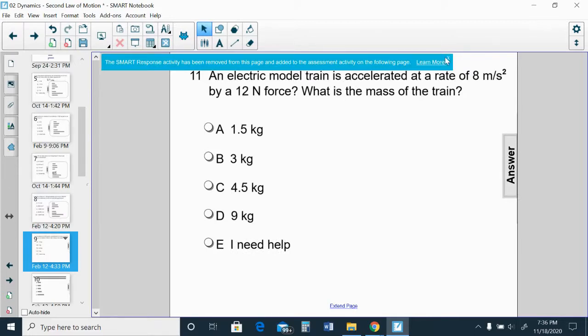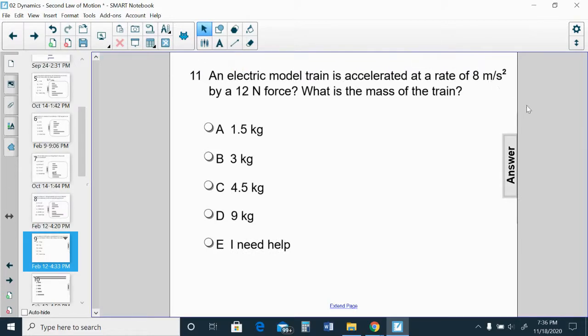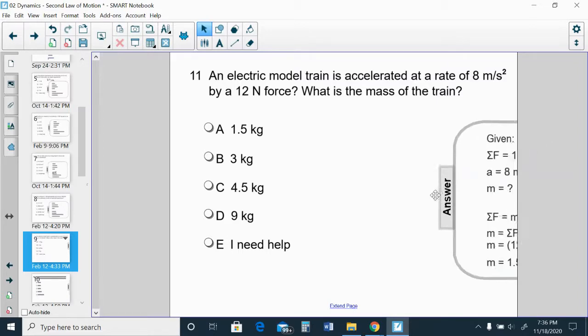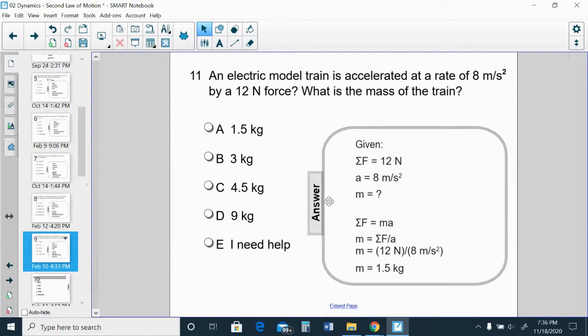An electric model train is accelerated at a rate of 8 meters per second squared by a 12 Newton force. What is the mass of the train? This time we're solving for mass, so we're given net force and acceleration. You take your F equals ma equation. This time you'll divide acceleration from both sides. So mass is equal to net force divided by acceleration. Plug in your numbers and you get 1.5 kilograms.